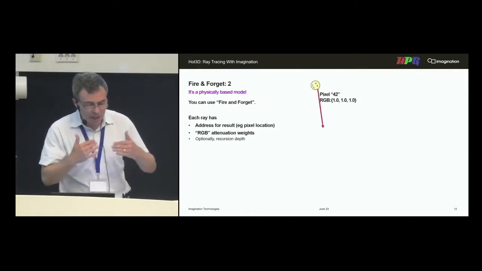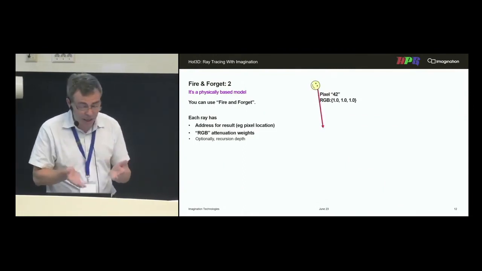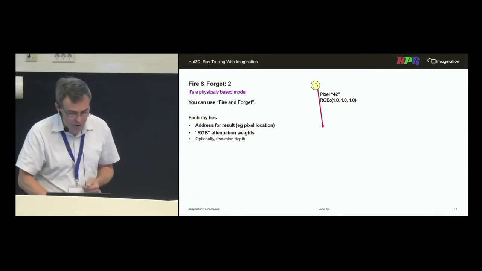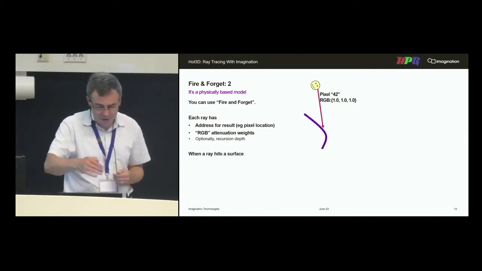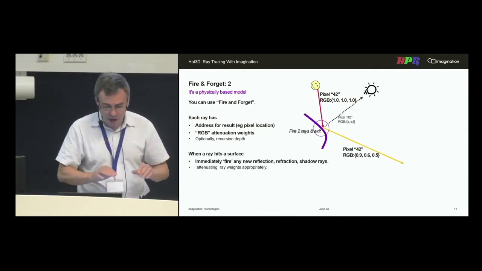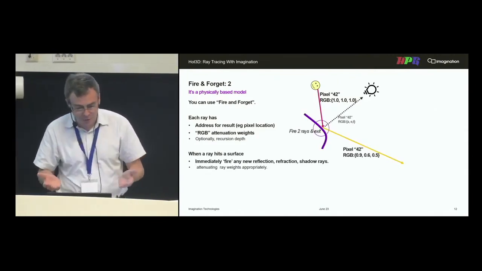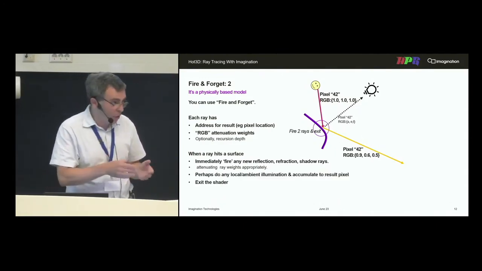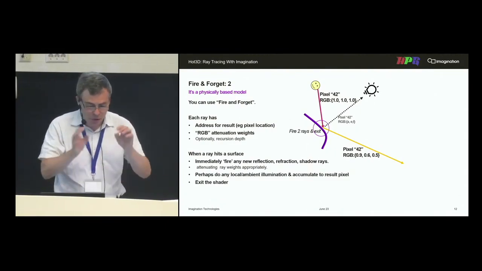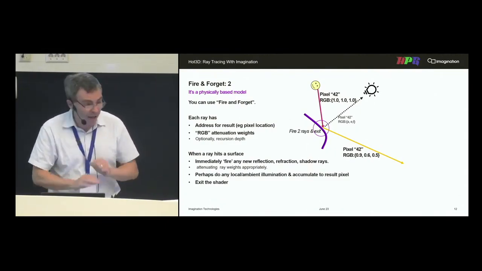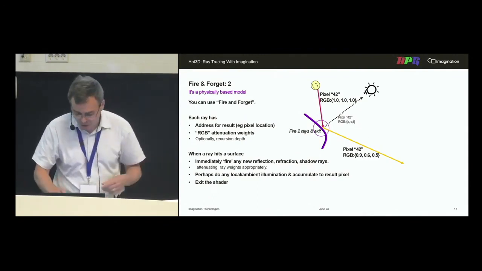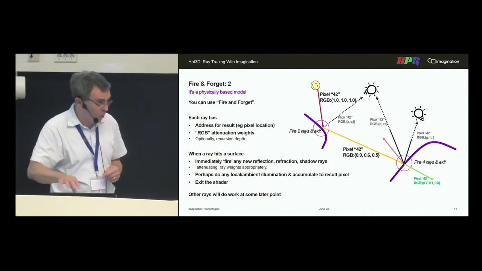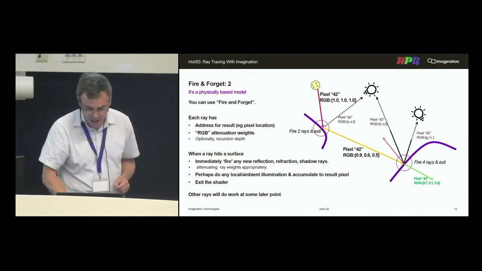The basic concept is that each ray has an address, e.g. a pixel location, where it wants to write its results. It has some RGB attenuation weights and possibly also recursion depth. Then when a ray hits a surface, you immediately fire all new reflection, refraction, shadow rays, attenuating the ray weights appropriately. Perhaps you also do any local ambient lighting and that sort of thing, and then you accumulate back to the pixel. Then you exit the shader, never to be seen again. Well, never to be seen again in this sense. The other rays that you've launched will come along and do their work at a later stage and accumulate their results back into that pixel.